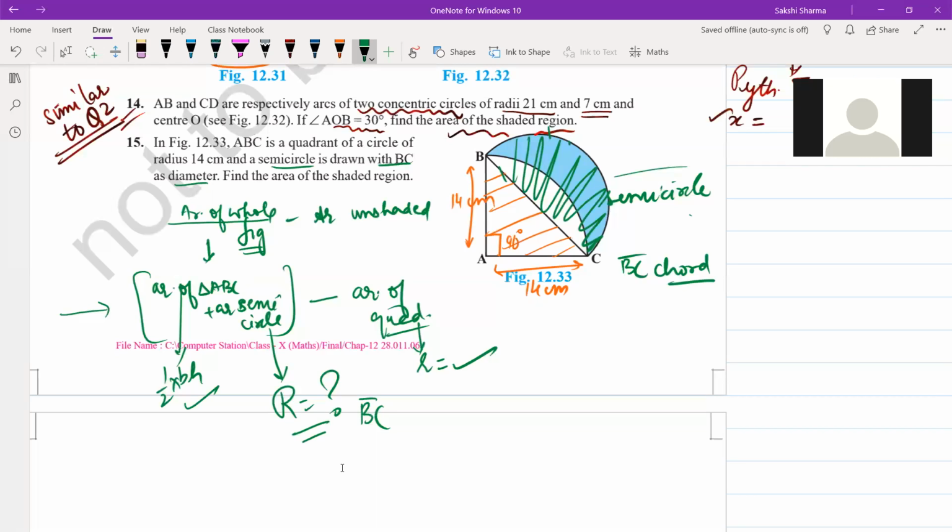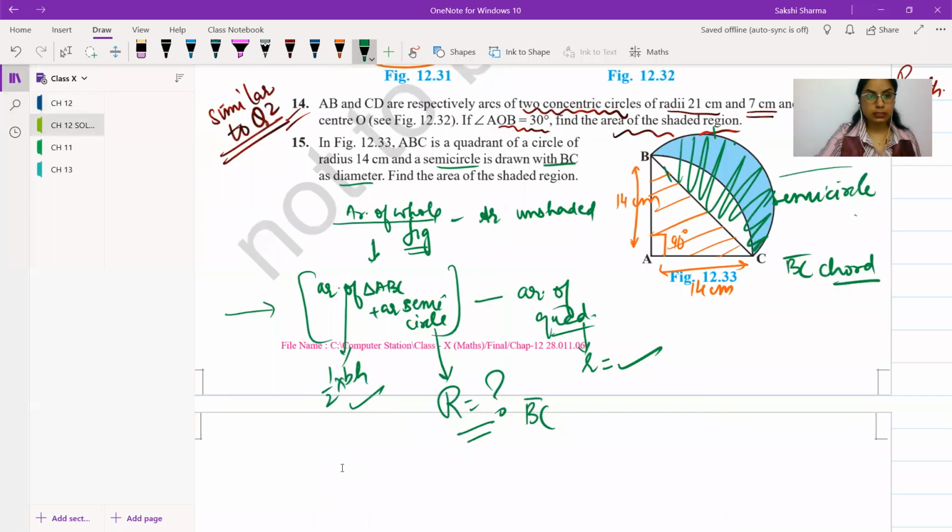Ma'am, by Pythagoras in triangle ABC. That's correct. Since we have a right triangle and BC is the hypotenuse of that right triangle, we will first apply Pythagoras to the triangle and find the hypotenuse, which is the diameter for the semicircle. From there, we can find the radius for the semicircle. So there are multiple steps in this question. It looks like a very simple question. Looking at the figure, it seems like a small question, but it comes for 3-4 marks, and it's important. So please do it very carefully. Let's write the answer.